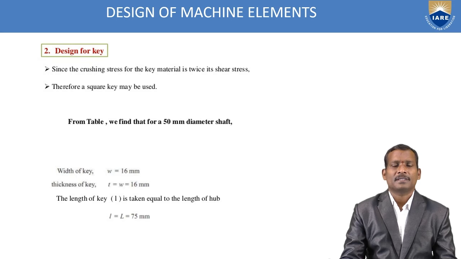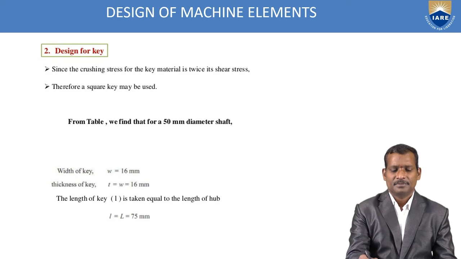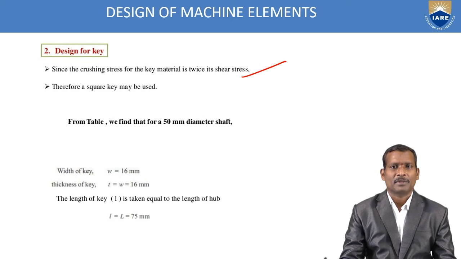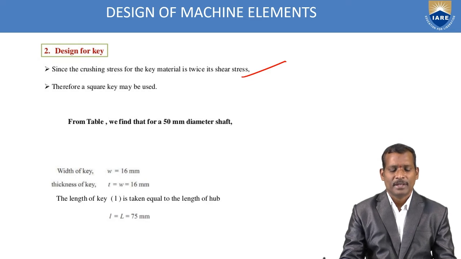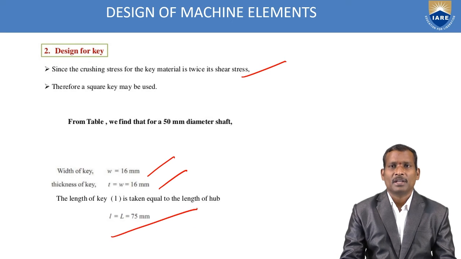Next, second step, design for key. What are the dimensions of the key? Since the crushing stress for the key material is twice its shear stress, the given condition, the square key may be used. You can find from the standard table for a 50 diameter shaft the dimensions of the key. Square key, width and thickness are same. The length of the key is equal to the length of the hub.